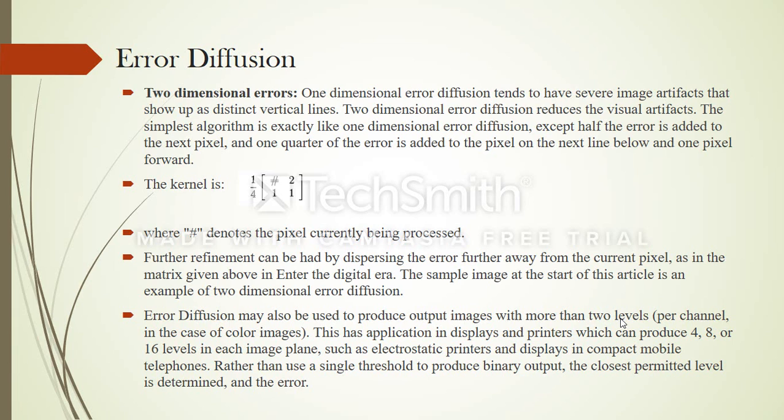Two-dimensional errors. One-dimensional error diffusion tends to have severe image artifacts that show up as distinct vertical lines. Two-dimensional error diffusion reduces the visual artifacts. The simplest algorithm is exactly like one-dimensional error diffusion, except half the error is added to the next pixel and 1/4 of the error is added to the pixel on the next line below and 1 pixel forward. This is the given kernel, where the hash denotes the pixel currently being processed.